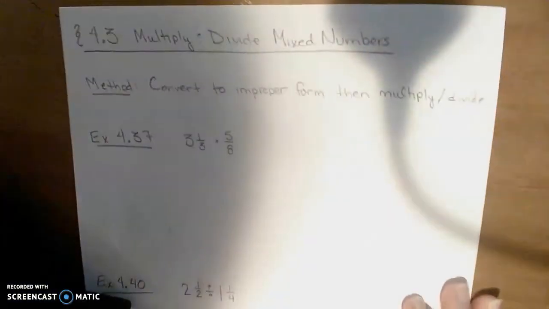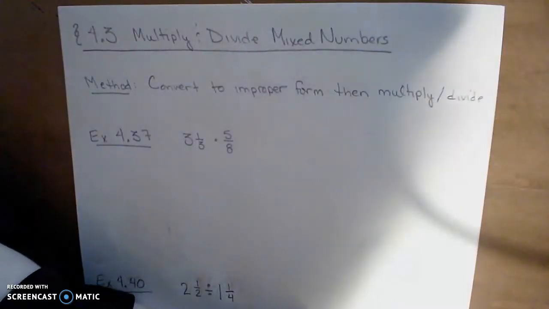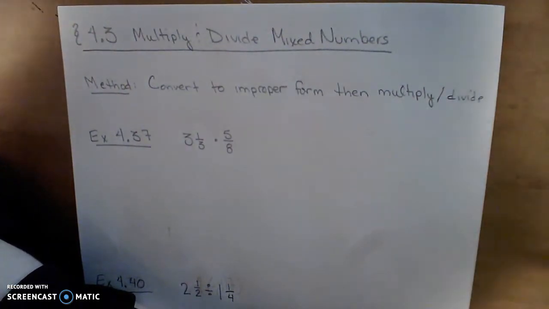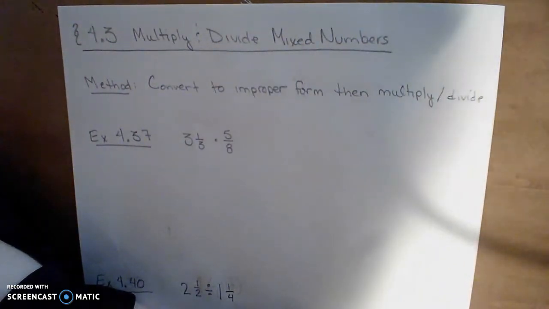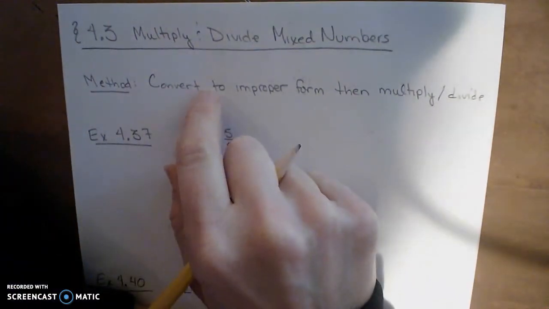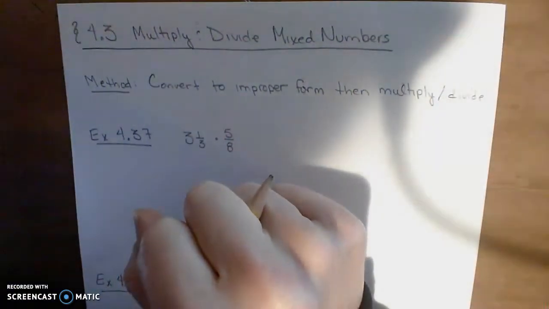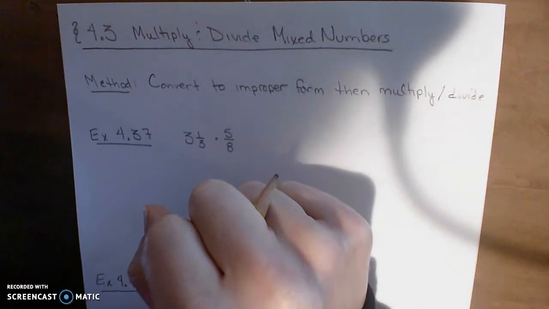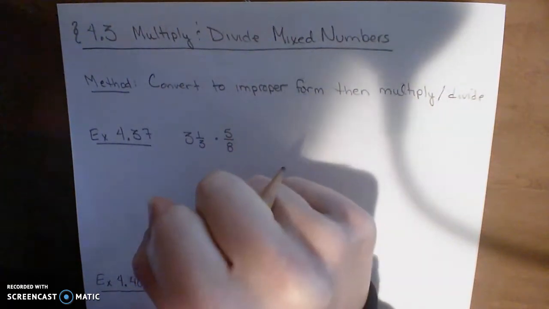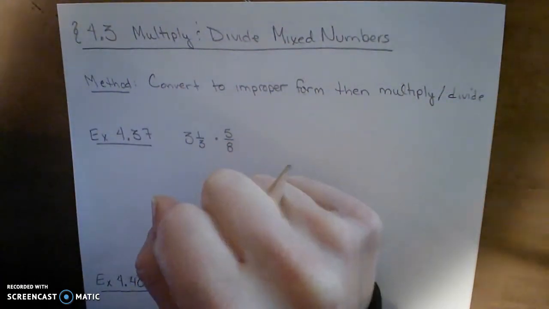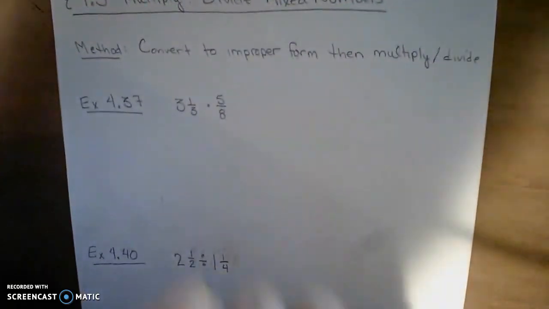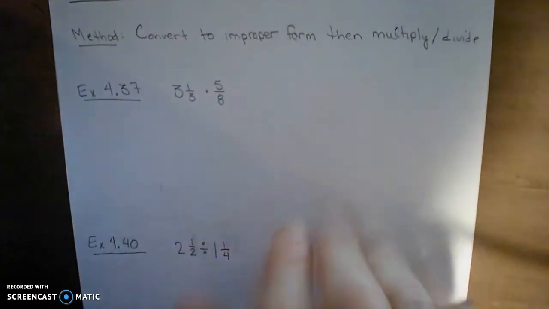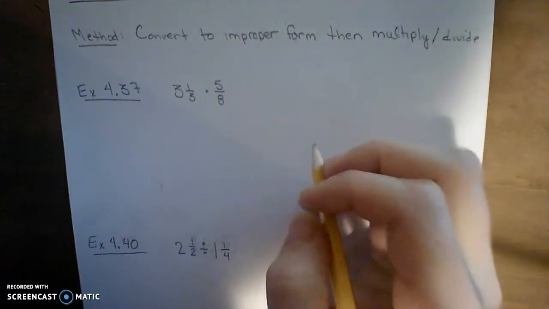Hey everyone, now that we worked on multiplying and dividing fractions, we can move to mixed numbers and then more order of operations stuff. So the method to multiplying and dividing mixed numbers is simply just to convert each mixed number to improper form and then multiply and divide like normal. So if you're comfortable multiplying and dividing fractions, it's a pretty easy concept.